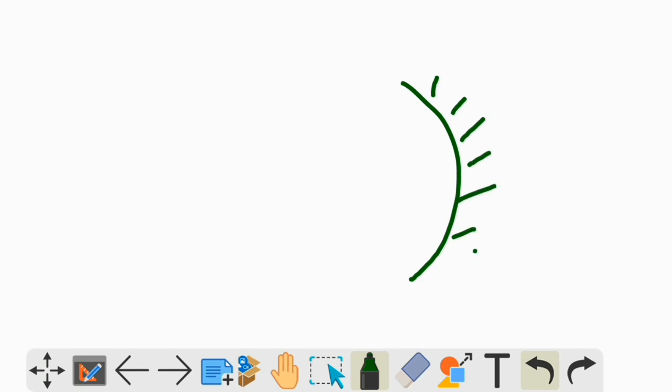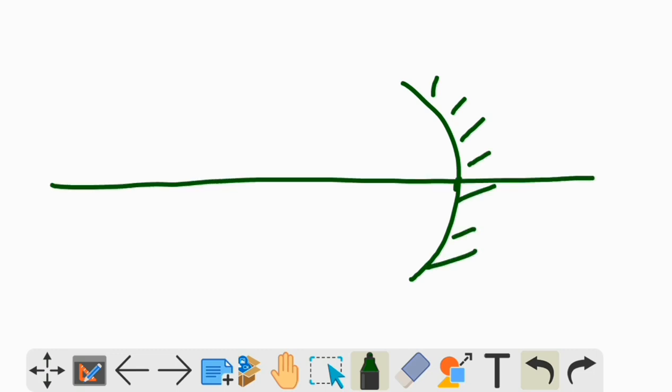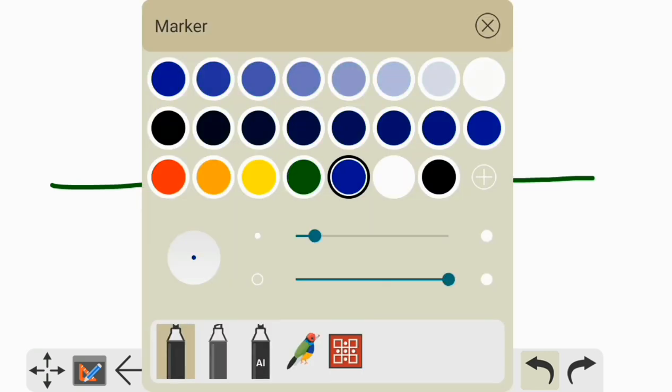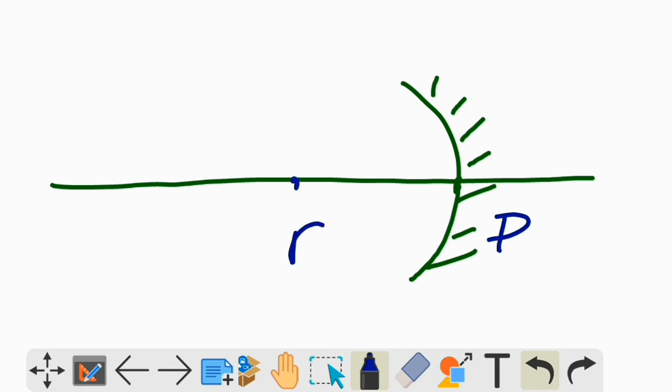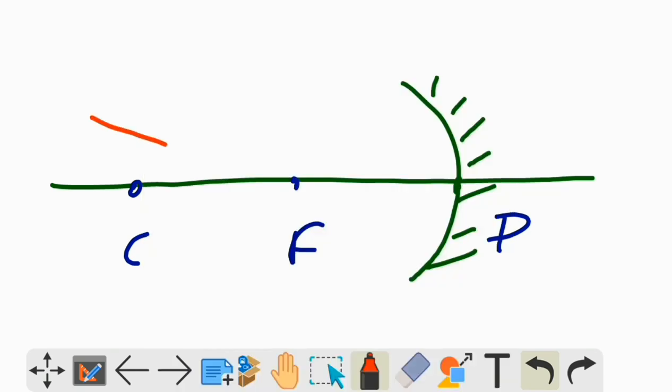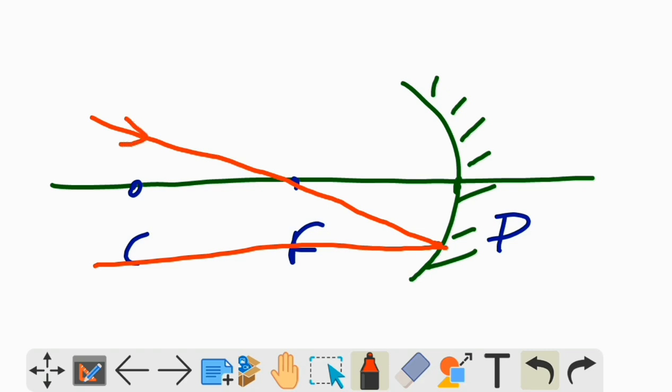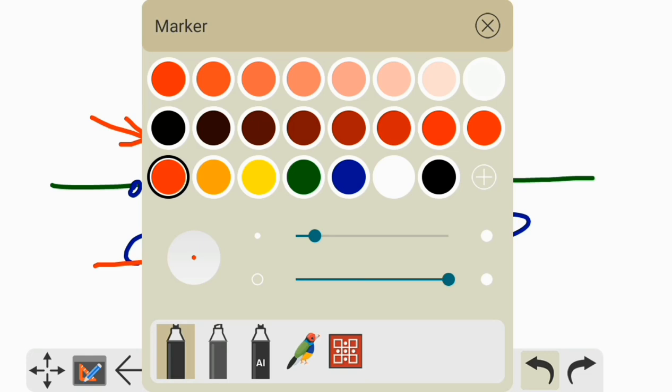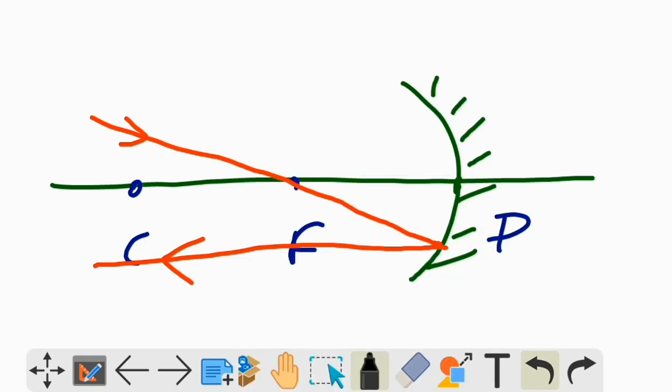Now let's take the mirror, and I have done the silvered surface. This is pole. Focus will be here and center. Understood? Generally you have to take sun rays, isn't it? Let's take one ray which is passing through focus. How it gets reflected? It will be parallel to the principal axis, isn't it? Now the second ray I am taking, which is passing through center of curvature. When it is passing through center of curvature, the reflected ray will be retracing its own path, isn't it?